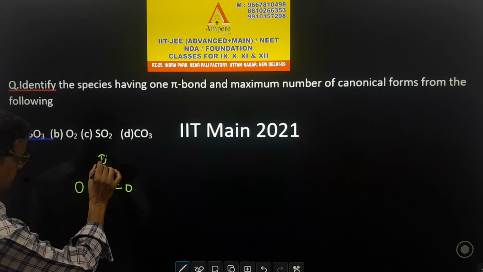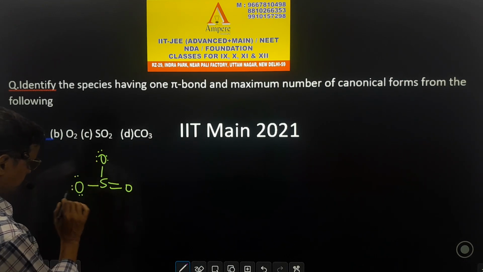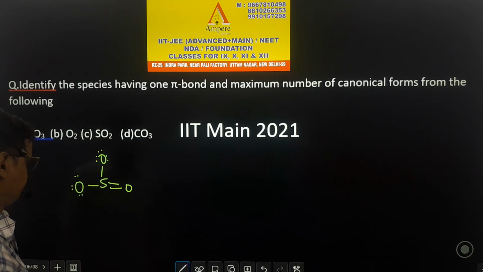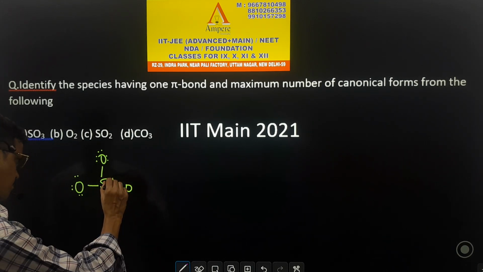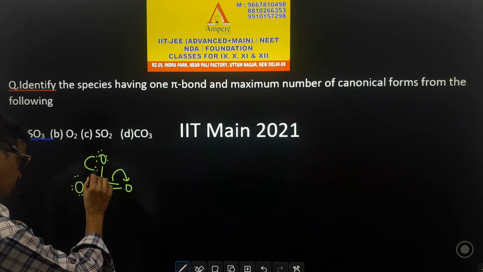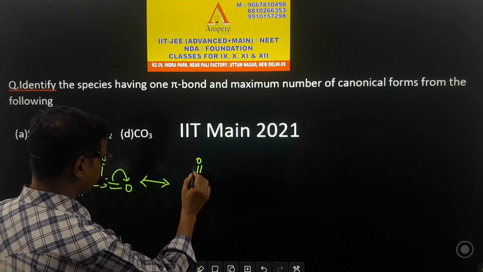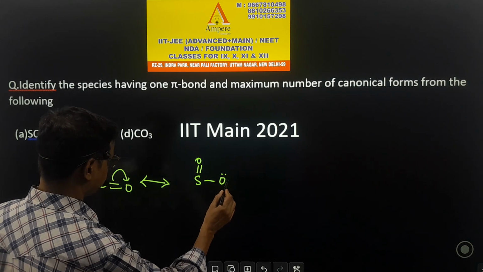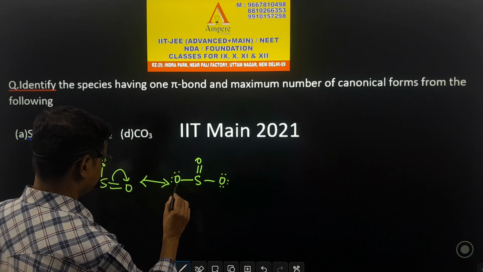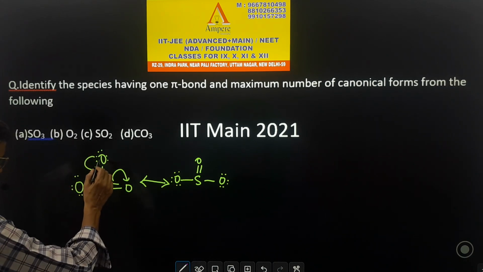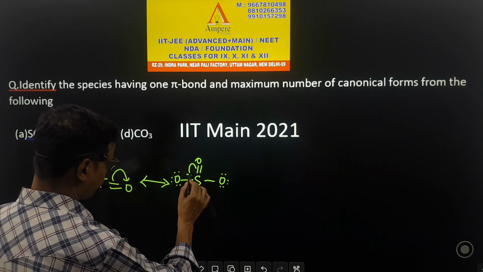like this one, so one canonical structure will be here sulfur double bond oxygen. In the same way, when this comes here, now this pi bond will come here for double bond formation.